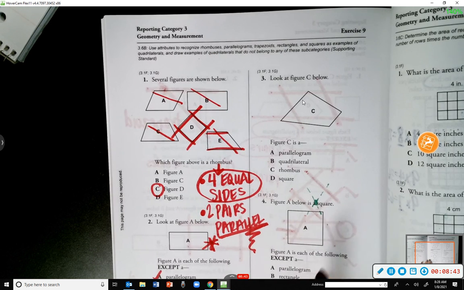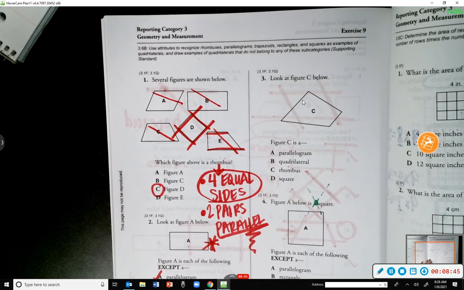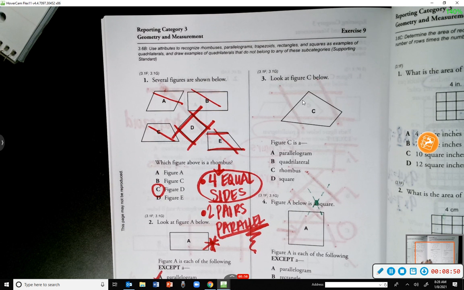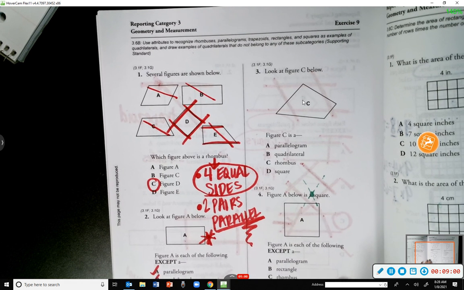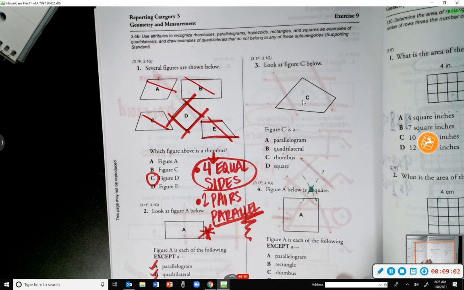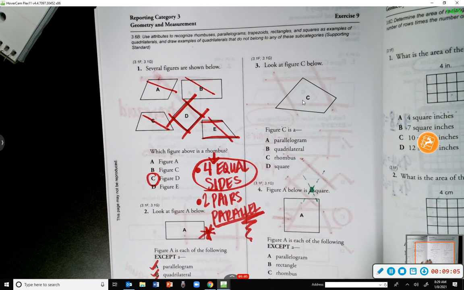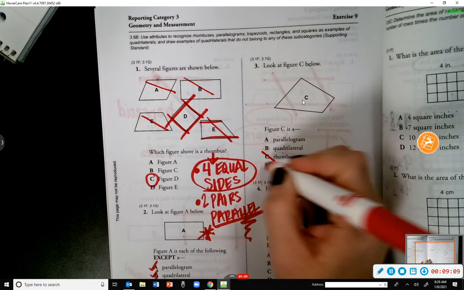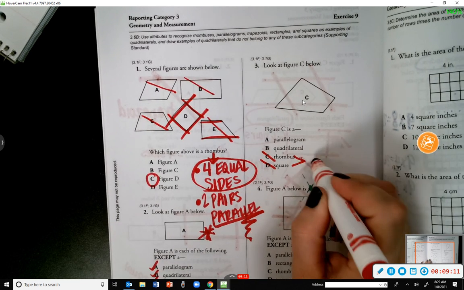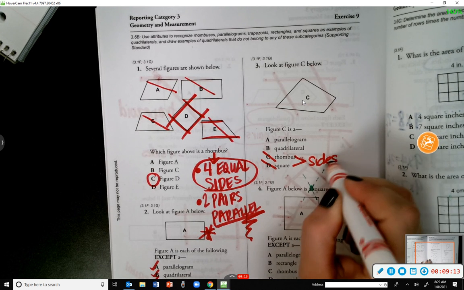Okay? Number 3. Kaylee? Look at figure C below. Figure C is a what? Not a rhombus. A rhombus has to have 4 equal sides like a square. So you can automatically eliminate rhombus and square because the sides are not equal.